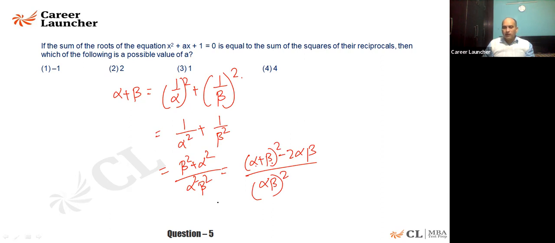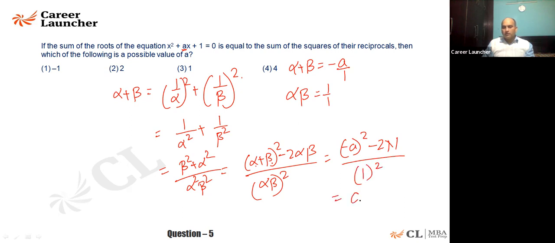Now you must be thinking why I'm writing it in this form. We are writing in this form because I know what alpha plus beta is. The sum of the roots is always minus b upon a, and the product of the roots is c upon a. So that comes out to be a square minus twice of 1 upon 1 square, that is a square minus 2 upon 1 is your answer. This is equal to alpha plus beta. What is alpha plus beta? Minus a. So it is a square plus a minus 2 is equal to 0.